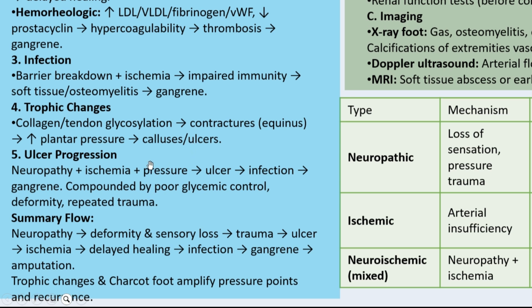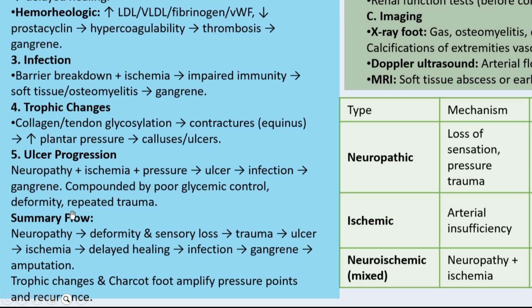Then now, the ulcer progression is going to come from a combination of the neuropathy, the ischemia, and the pressure. When all these factors are acting together, that's going to be formation of an ulcer. The ulcer is going to cause an infection. The infection will lead to gangrene. And all of this is going to be compounded by poor glycemic control, deformity, and repeated trauma. So these will be working in the background alongside the neuropathy, ischemia, and pressure to form the ulcer.